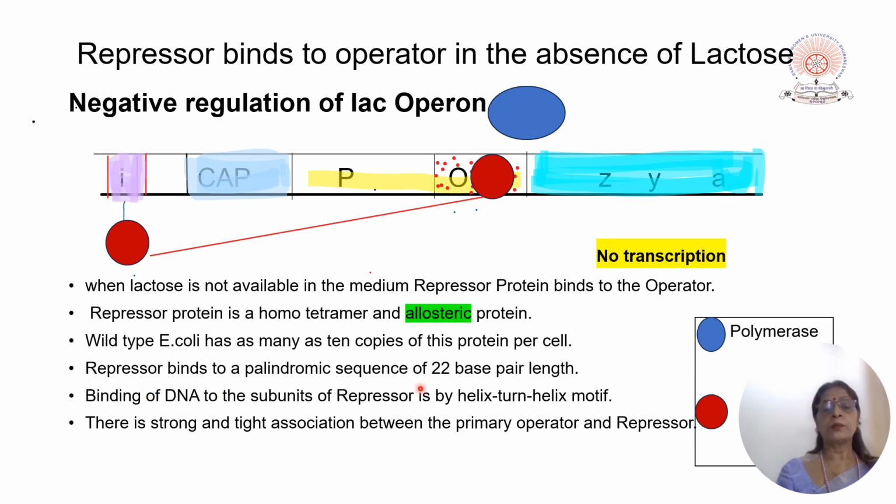Repressor binds to the palindromic sequence of 22 base pairs. Binding of DNA to the subunits of the repressor is by helix-turn-helix motif, and there is a strong and tight association between the operator and repressor. So, unless bound by the inducer, the repressor binds to the operator. And when repressor binds to the operator, the RNA polymerase cannot bind to the promoter because in the lac operon of E. coli, the operator sequence overlaps the promoter sequence.